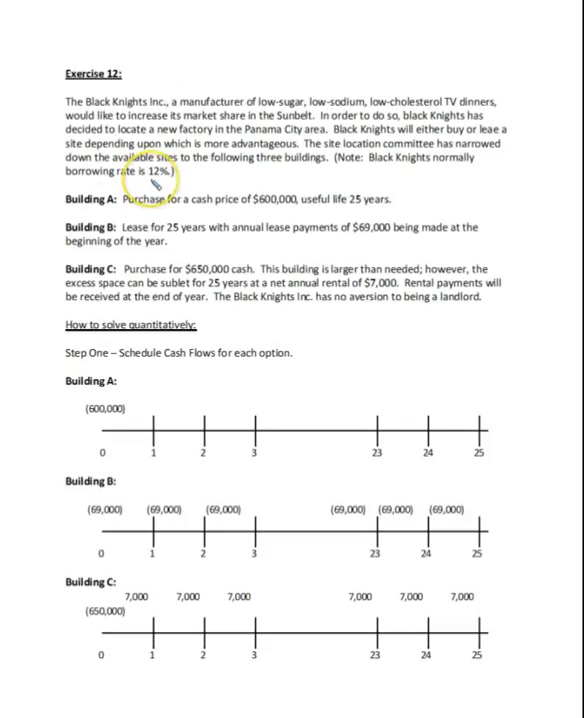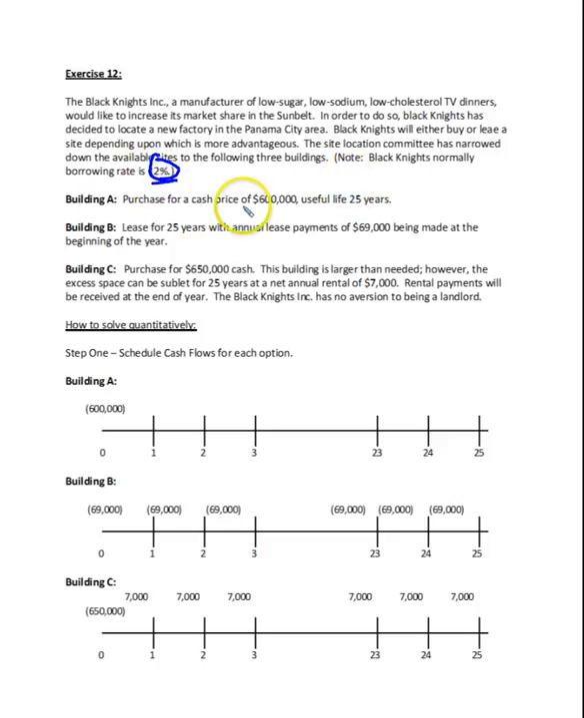Okay, the next one, let's read through it. Black Knights Inc., a manufacturer of low sugar, low sodium, low cholesterol TV dinners, would like to increase its market share in the Sun Belt. In order to do so, Black Knights has decided to locate a new factory in Panama City. Black Knights will either buy or lease, I misspelled that, sorry, a site depending on which is more advantageous. The site location committee has narrowed down the available sites to the following 3 buildings. And keep in mind their normal borrowing rate is this 12%.